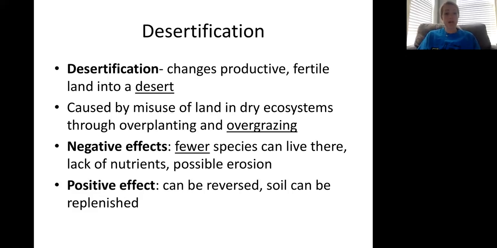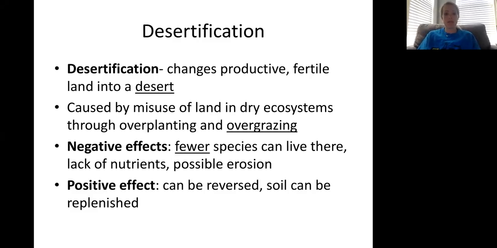So positive effects, we always want to talk about something positive. This can be reversed. Soil can be replenished. I always say the earth is a very awesome place because we can damage so much of it and it is able to come back.